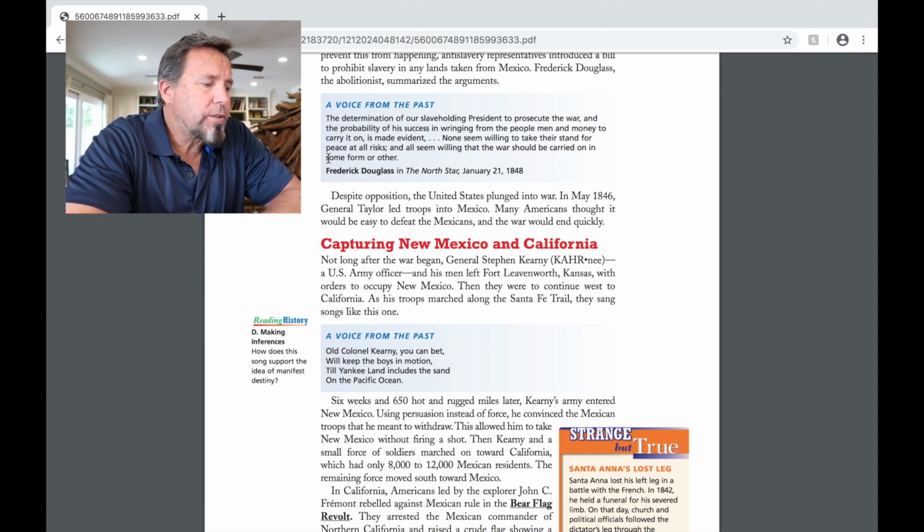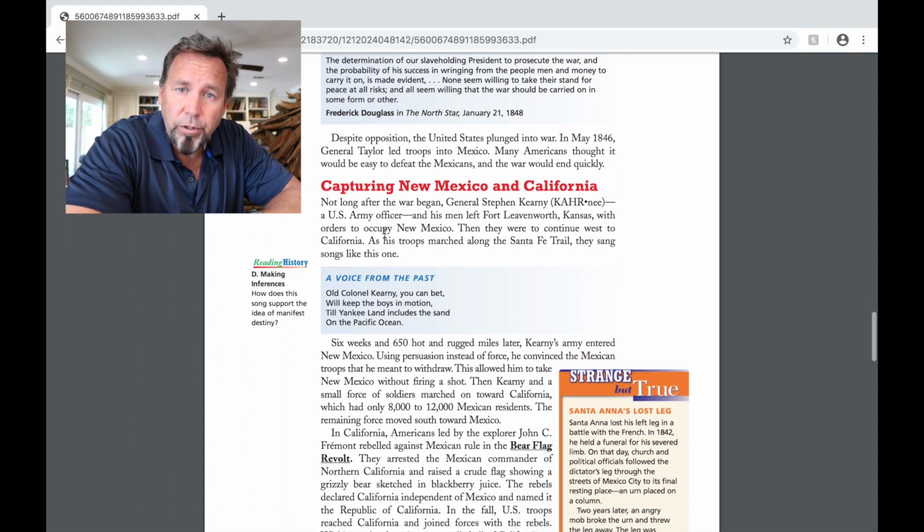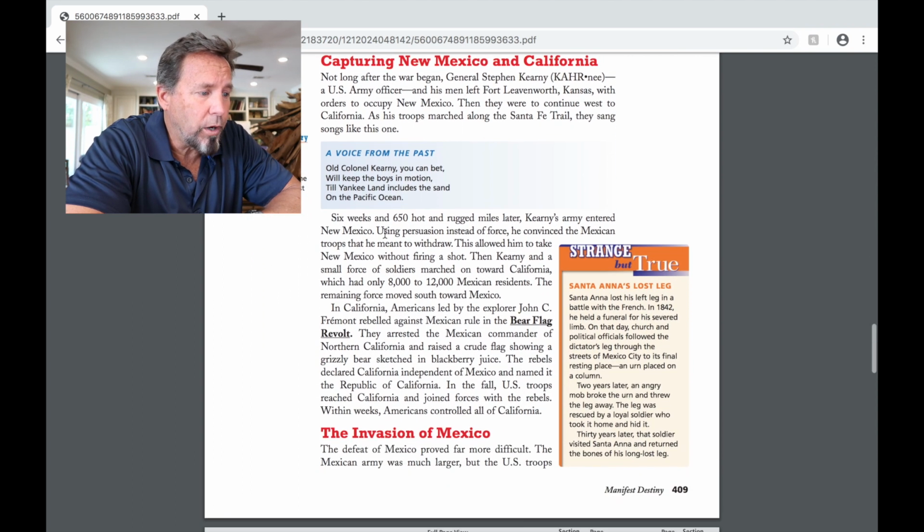So the war starts, and in this section it talks about the Bear Flag Revolt in California. It talks about Stephen Kearny being one of the generals, or maybe not a general, but a leader that goes all the way to Santa Fe, New Mexico, takes control, occupies Santa Fe, then eventually goes all the way to California to help the white Californians take control of California from Mexico as well.